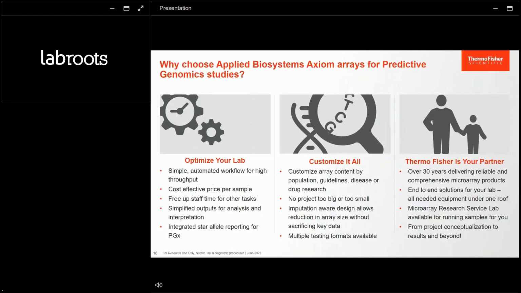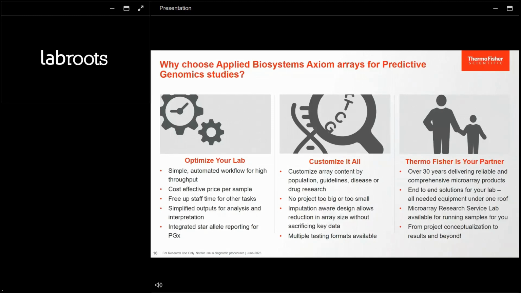One of the important things about the microarray solution, and one of the reasons that it has been used so often for these countrywide or ethnic-specific microarrays, is that it's customizable.